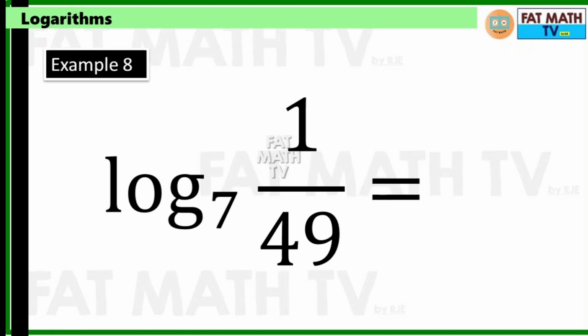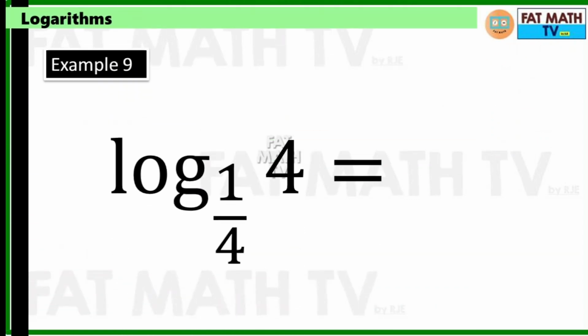Number 8, what should be the exponent of 7 to get 1 over 49? That is logarithm of 1 over 49 to the base 7. Answer is -2, because 1 over 49 is 7 raised to -2. So in this lesson, in logarithms, you should be familiar with your laws of exponents and the different powers of numbers.